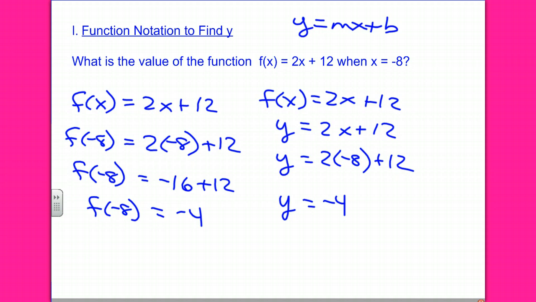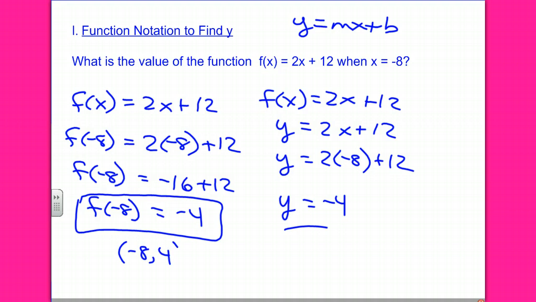So here's a statement we have if we leave this in function notation. And look at what we have. This statement, f when x is negative 8 equals negative 4, is really more detailed than this statement over here that just says y equals negative 4. Y equals negative 4 is true, but this statement over here tells us that when you input negative 8 into this function, you get out negative 4. It gives you a complete point, doesn't it? So this is one reason people use function notation.